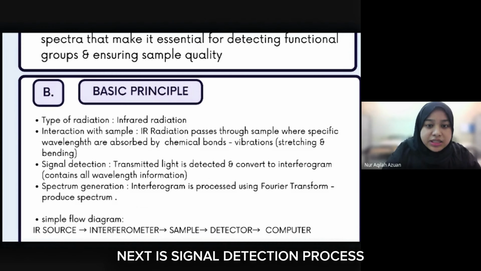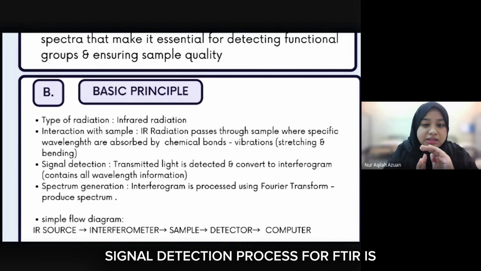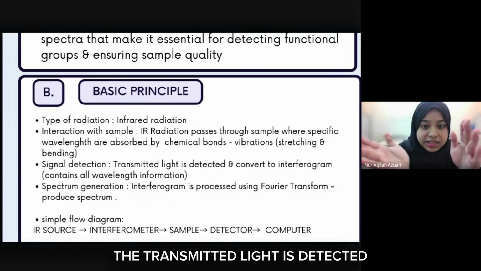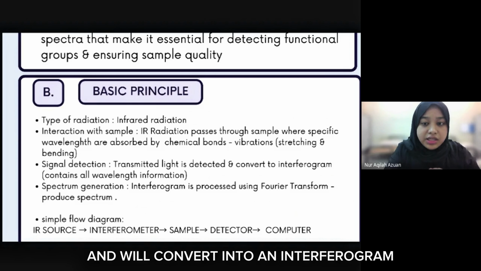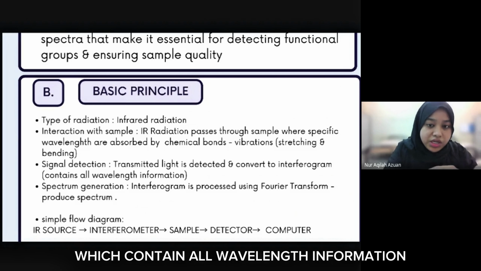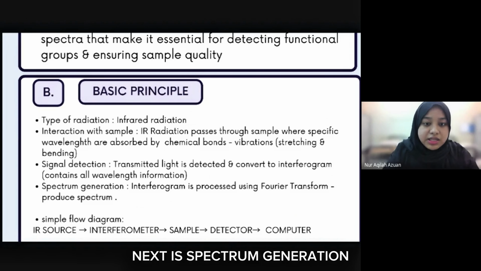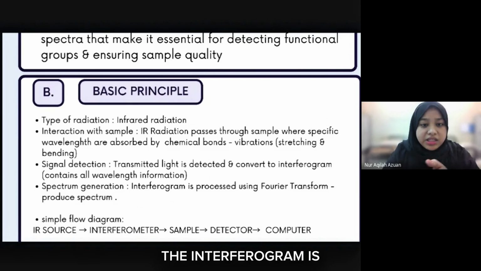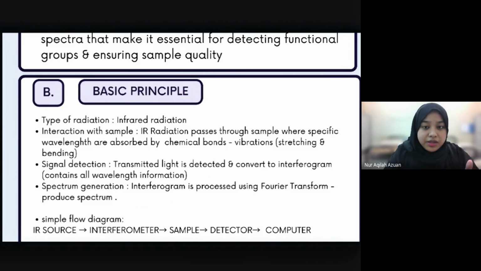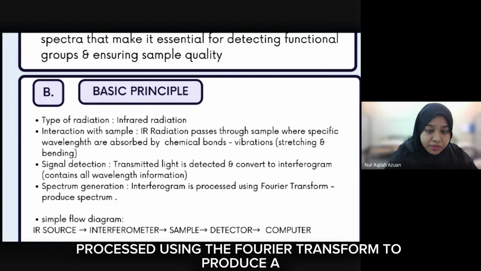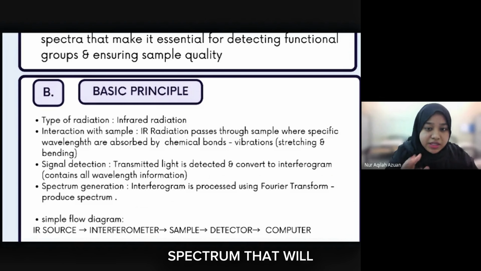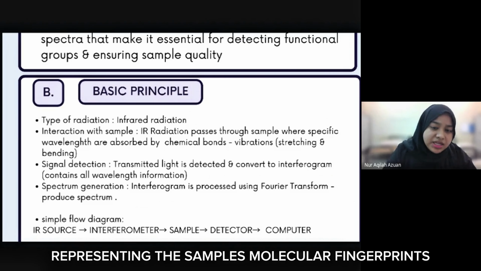Next is the signal detection process. In FTIR, the transmitted light is detected and converted into an interferogram which contains all wavelength information. Next is spectrum generation. The interferogram is processed using the Fourier transform to produce a spectrum that represents the sample's molecular fingerprints.